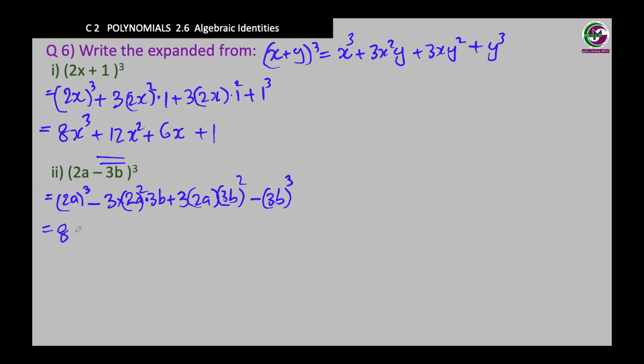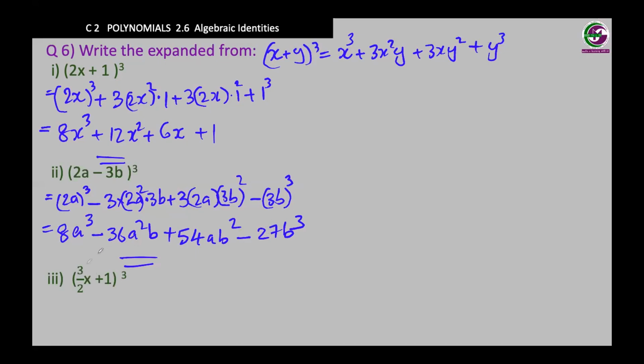2 power 3 is 8a cube minus 2 square is 4, 4 times 3 is 12, times 3 is 36, a is squared, b is not squared, plus 3 square is 9, 9 times 2 is 18, 18 times 3 is 54, ab square minus is outside, 3b power 3 is 27, b power 3. That's it. We can't simplify this anymore. Let's see what's the next question.